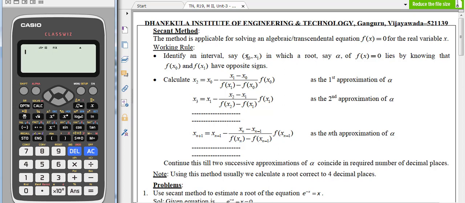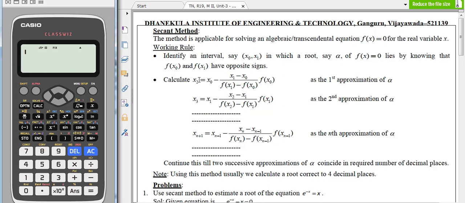By noting down this particular interval x0, x1, we use the ends of the interval as the initial approximations. With these two initial approximations we calculate the first approximation denoted by x2. In the case of the secant method, to get the first approximation using the initial approximations x0 and x1, the formula to be used is x2 equals x0 minus (x1 minus x0) by (f of x1 minus f of x0) into f of x0. With the help of this formula you can get the first approximation of alpha, denoted by x2 here.